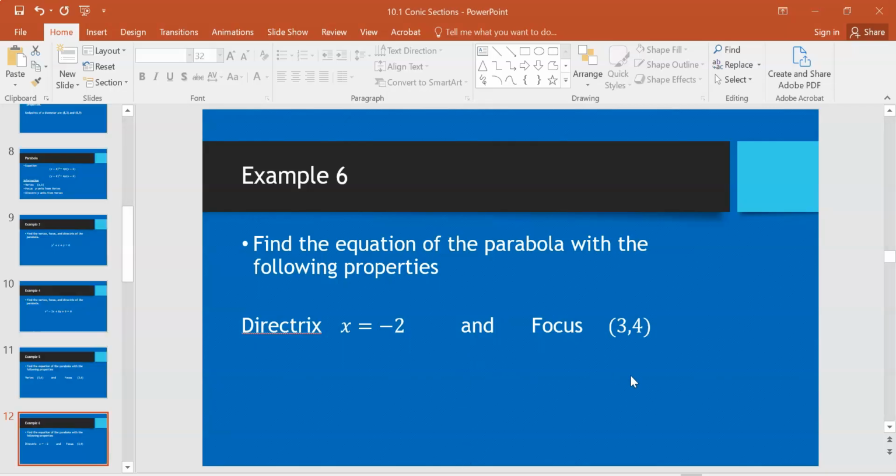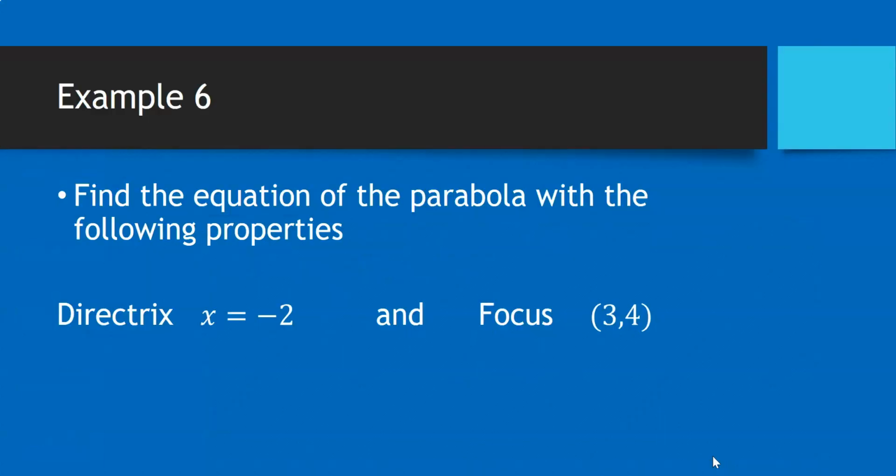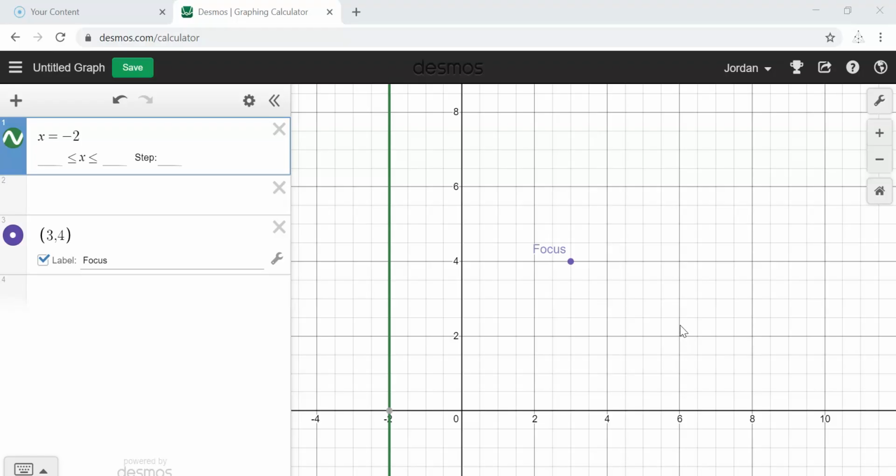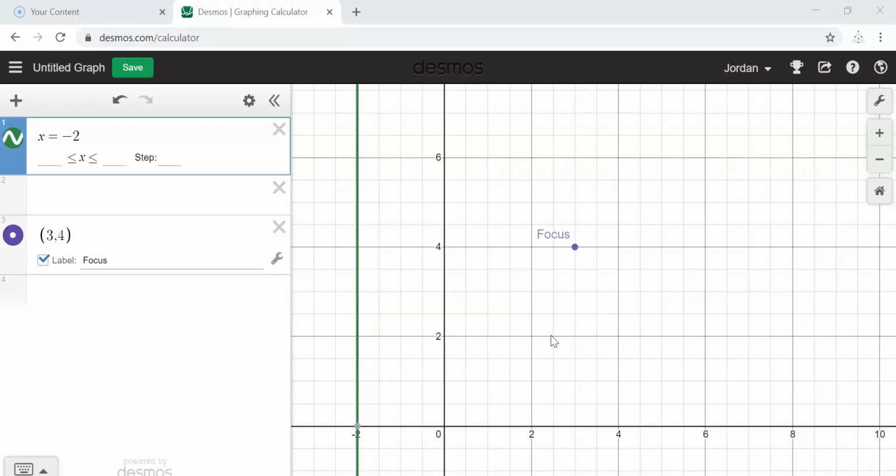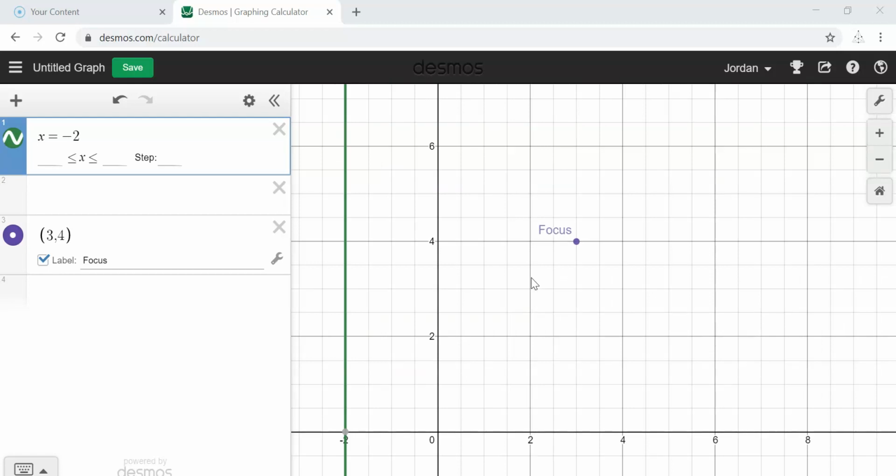So what I'd like you to do is try another problem similar to that. Find the equation of the parabola with these properties. Directrix is x equals -2, and the focus is the point (3, 4). Push pause on the video and try that. Hopefully you did that. So the first thing I want to do is take a look at what's going on.